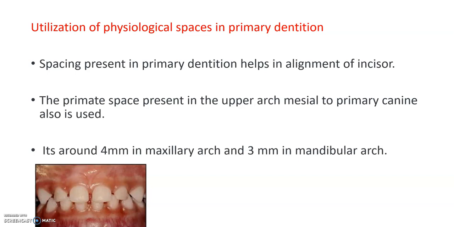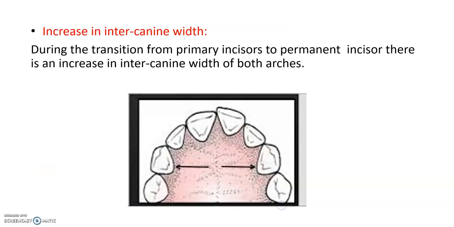The primate space present in the upper arch mesial to the primary canine will also be used by the erupting upper central incisor and lateral incisor. It's around 4 mm for the maxillary arch and 3 mm for the mandibular arch. These are the amounts of space contributed by physiologic space for the erupting permanent incisors.